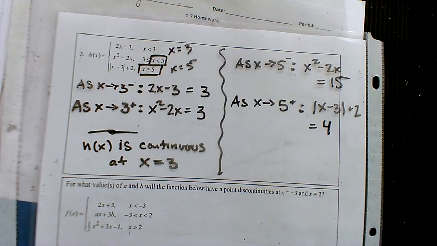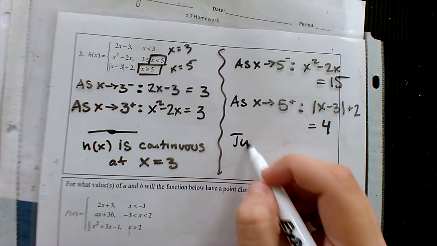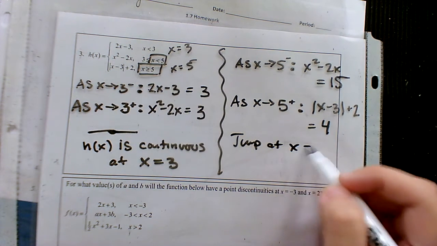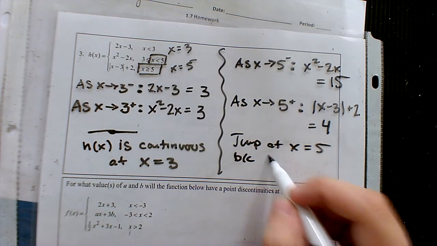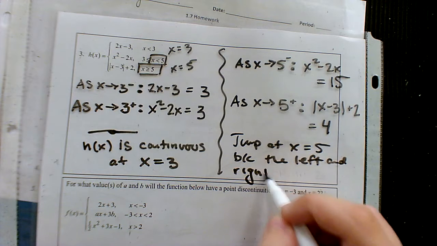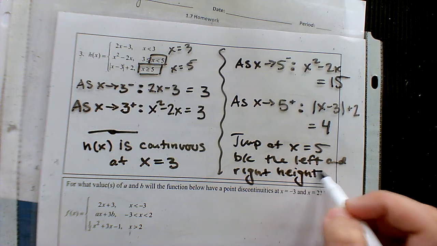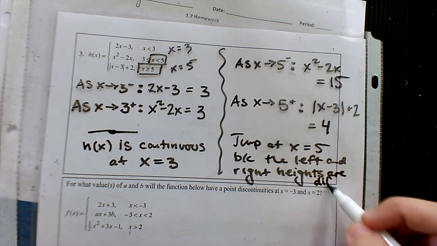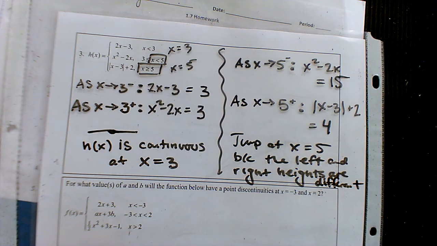So what's going on? Left-hand side, height of 15. Right-hand side, height of 4. What's that? That's a jump, right? They do not meet up. They have different heights. There's a gap between them. So we'll say jump at x equals 5 because the left and right heights, or y values, are different. They don't match up.